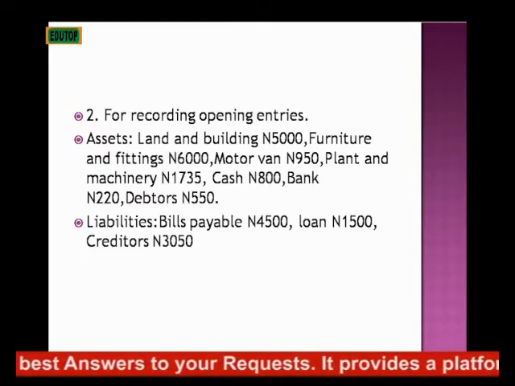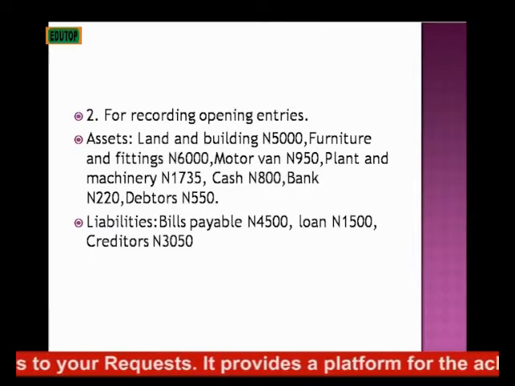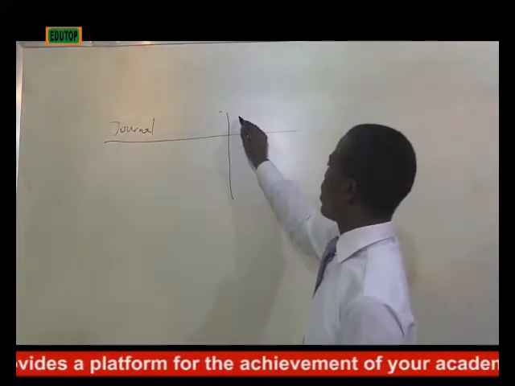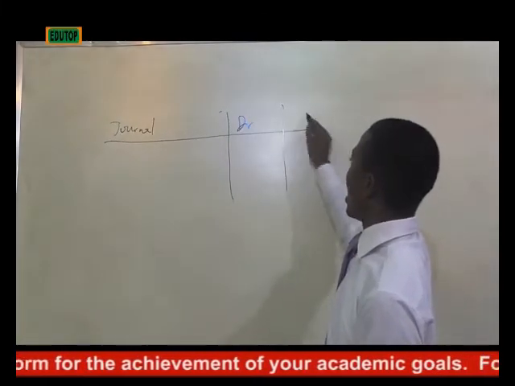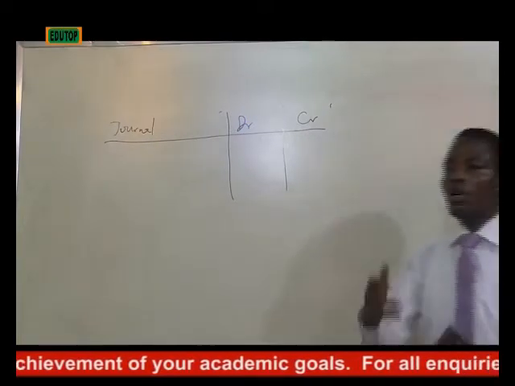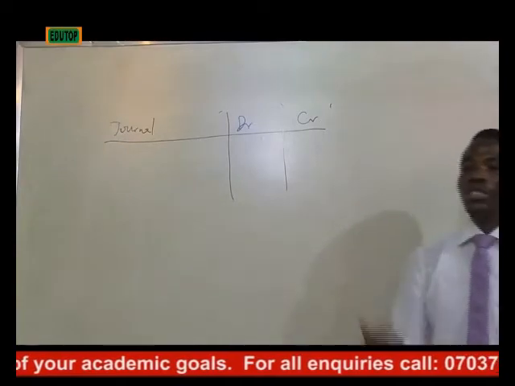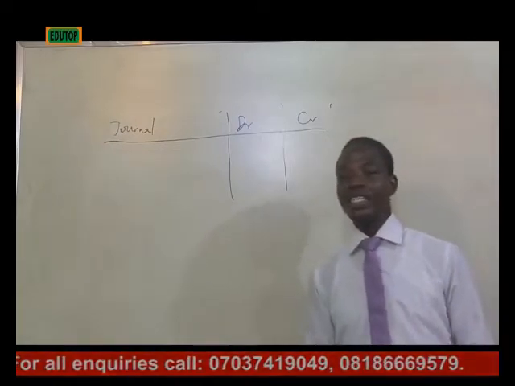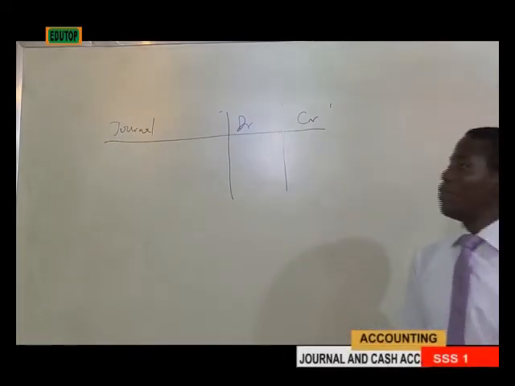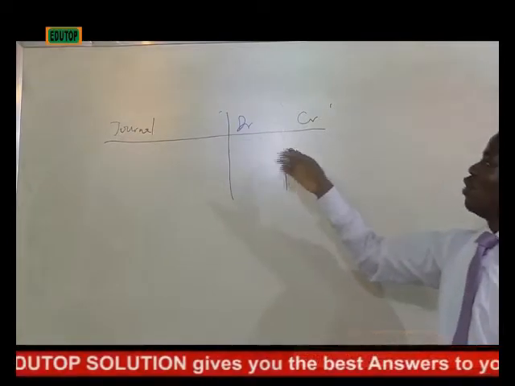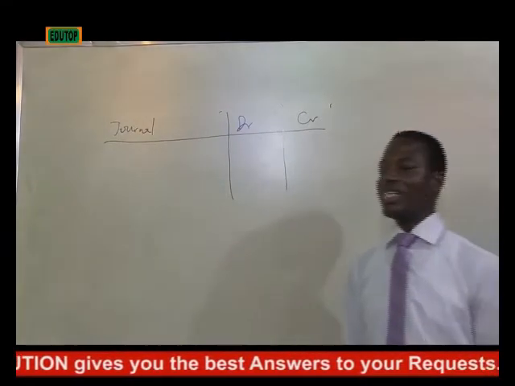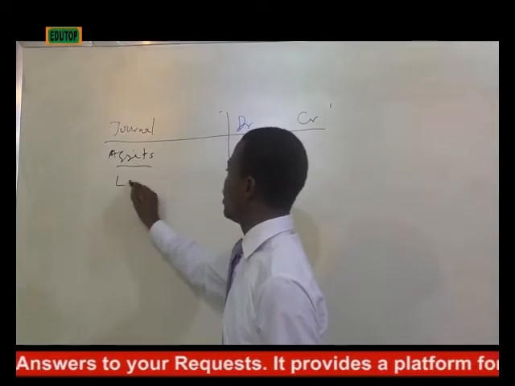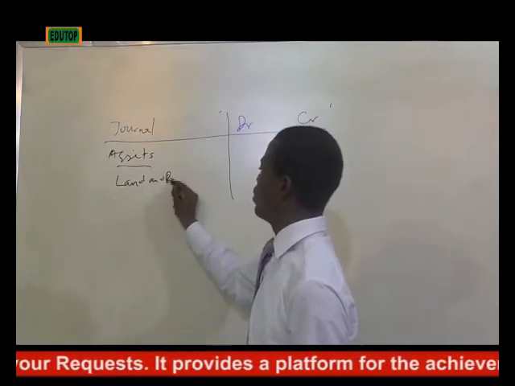Don't forget the format of our journal. Remember we have a debit and what? And credit. So this is the format, and that is where we are going to record those items or transactions. Now, we take it one after the other. Under asset, we have land and building. Is it the debit side or the credit side?